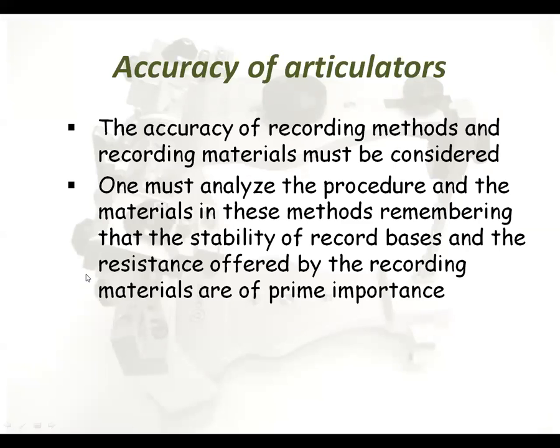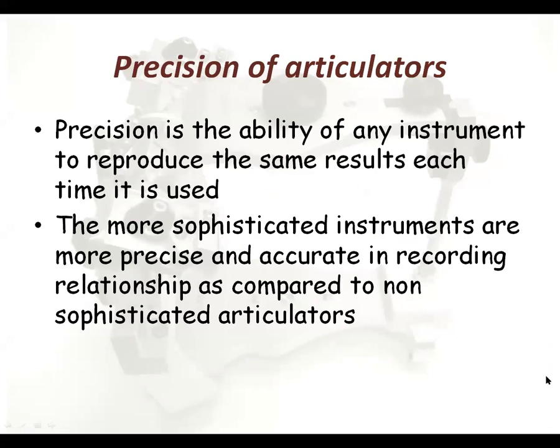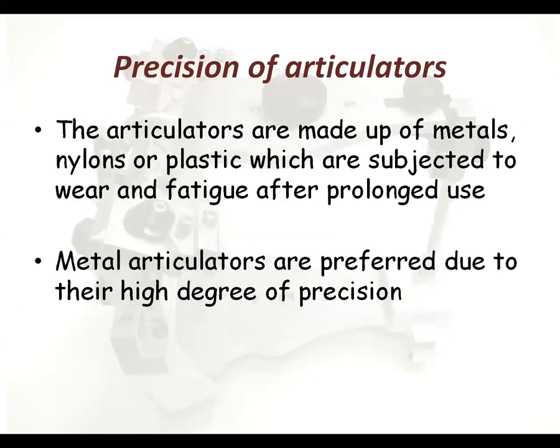The accuracy of recording methods and the recording material must be considered while recording any impression or any procedure. The recording material and procedure should be considered before selection of the articulator itself. One must analyze the procedure and the materials. These should be remembered while the stability of the articulator is concerned. The precision of the articulator plays a vital role. Precision is the ability of any instrument to reproduce the same results for the process each and every time we use it. The precision should be the same whenever you use the same instrument. It should be the most sophisticated instrument, it should provide accurate recording of the relationship, and it should provide perfectly fabricated prosthesis.